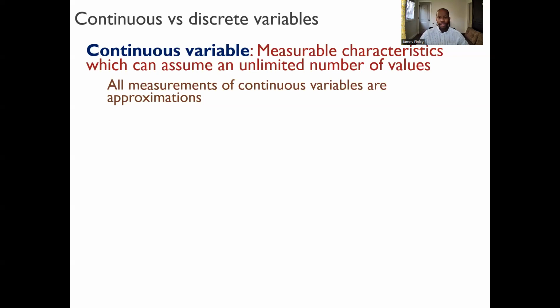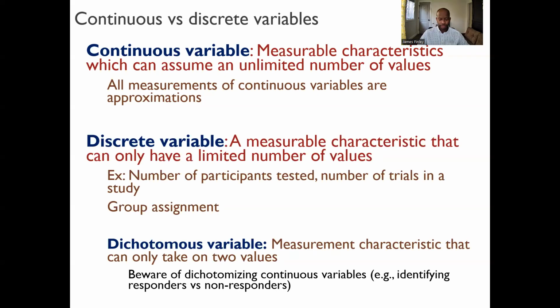So it's always important to have an understanding of how precise and reliable your measurements are when you are sampling either continuous or discrete variables. Discrete variables are variables that can only take on a limited number of values. Things like the number of participants that you've tested, the number of trials in a study, or assignment to group would all be considered discrete variables.